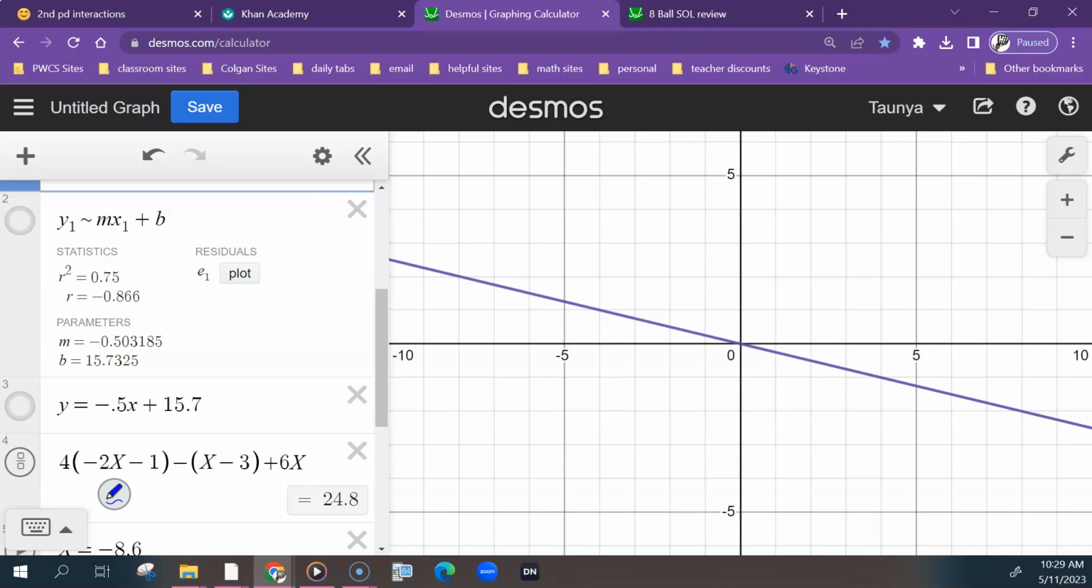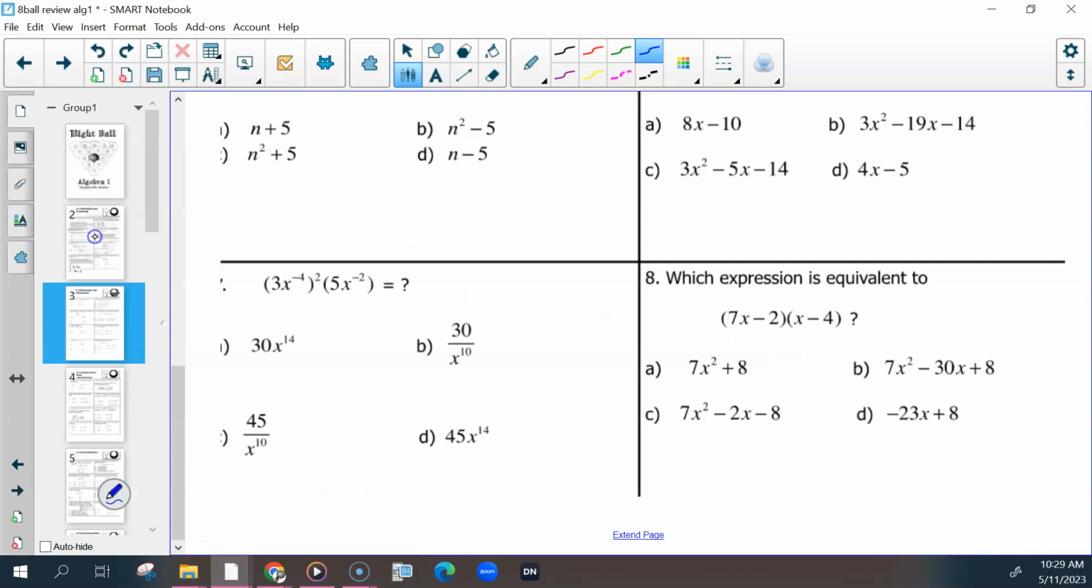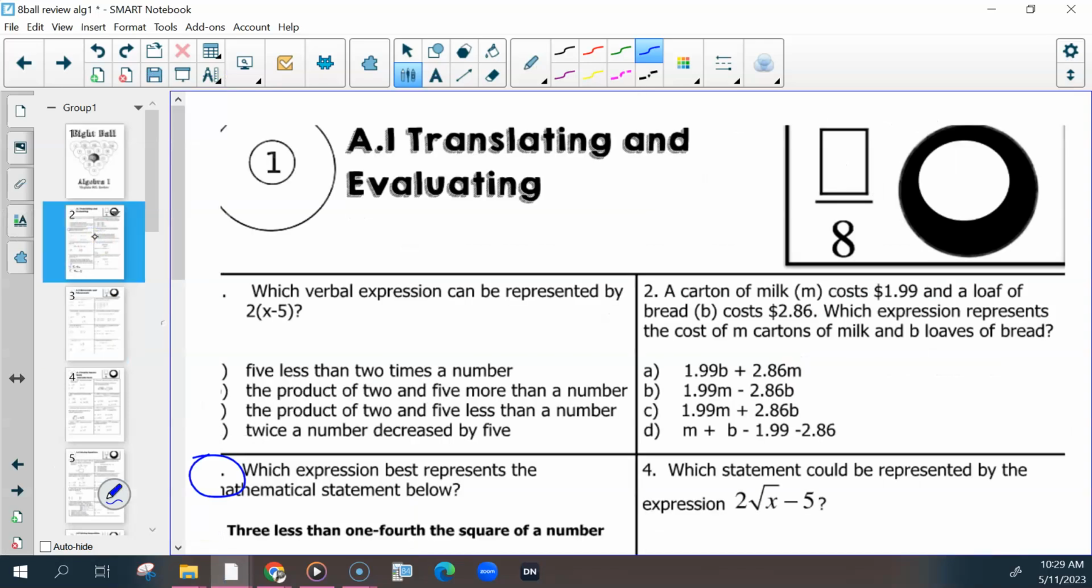Okay. On the 8-ball, any questions you want to go over on the first 2 pages, whether that's the answer, how did we get this answer, how do we do it in Desmos? Those will be the ones we'll go through. So starting on the first page.